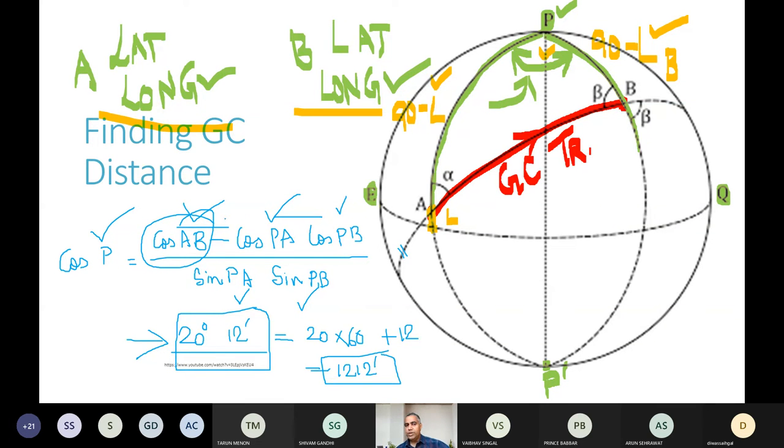So always remember, cosine formula will give you the side of the triangle in degrees and minutes. For finding the distance, you have to convert it into whole minutes. And that will give you the great circle distance between them. So you see here, calculating great circle distance is nothing but a simple application of the cosine formula on this PAB triangle.